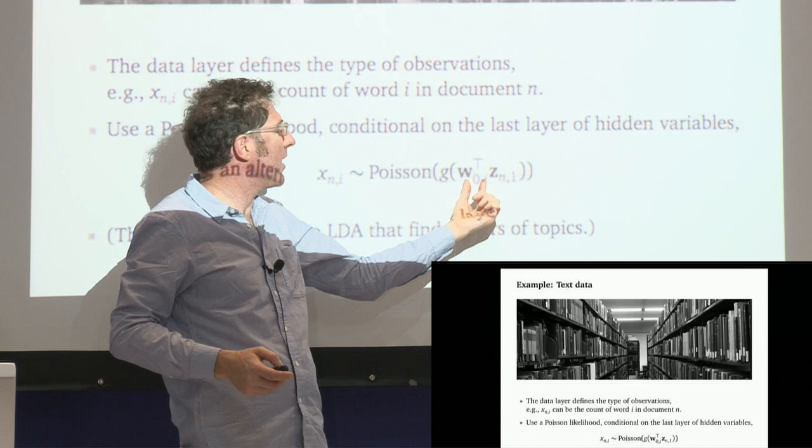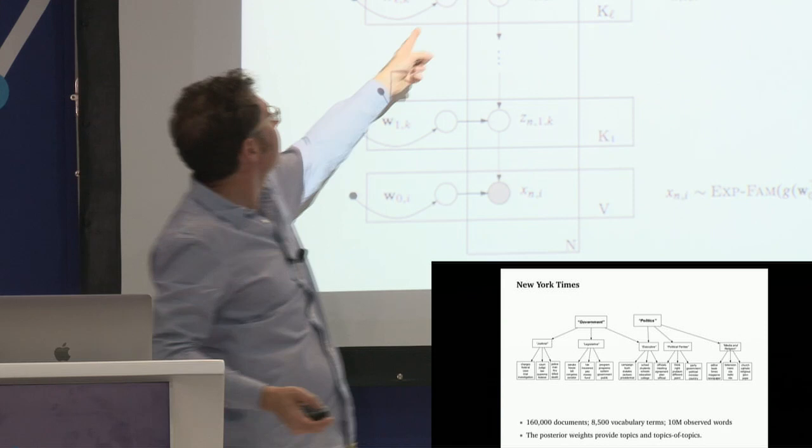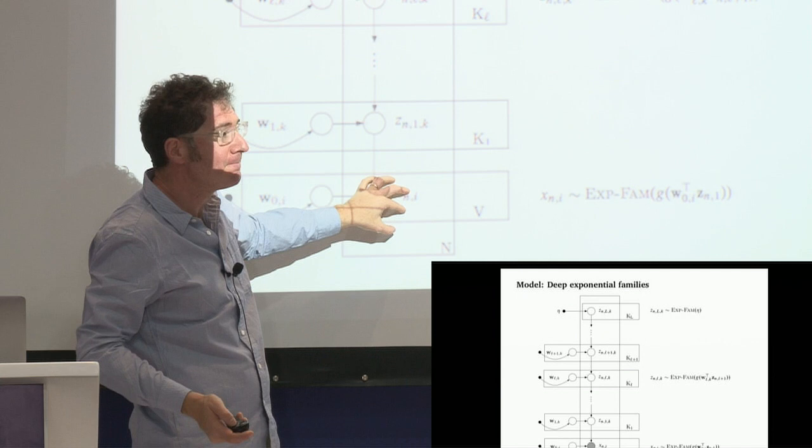Notice that the hidden variables are per data point. The weights are shared across points. You can see this in the graphical model, too. All right, so here's the data plate, and the weights live outside the data plate, but each document comes from its own cascade of hidden variables and then its word counts. Okay?